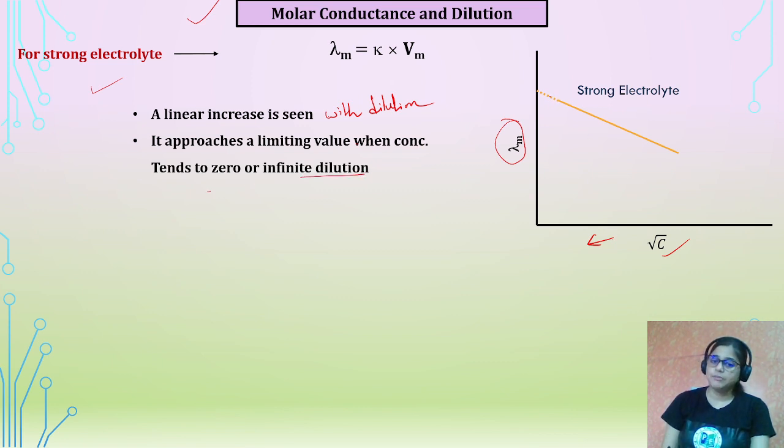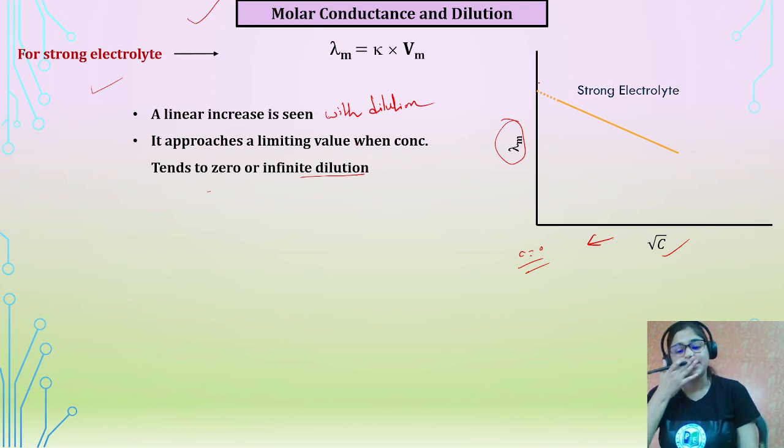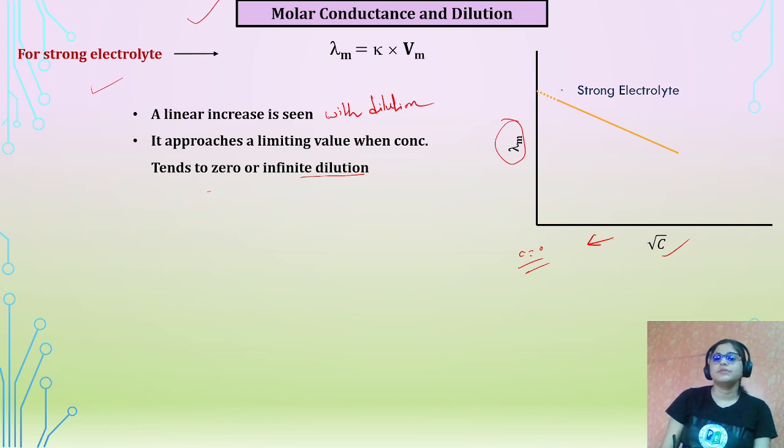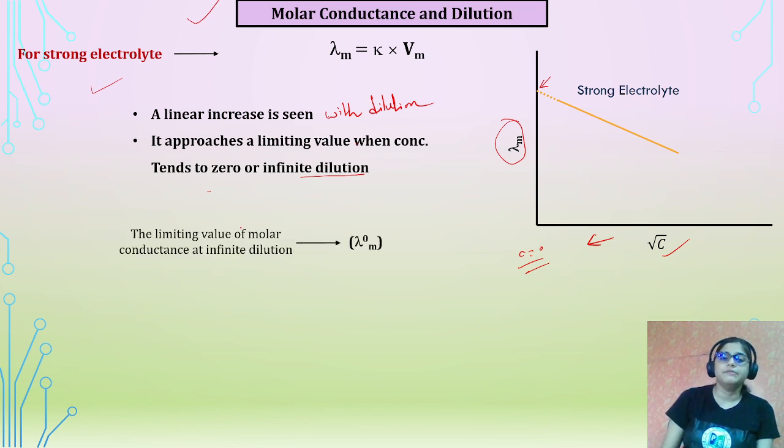You see, there will be dots, because concentration zero is difficult to attain. That's why the dotted sign is there. But when we have some data, we can extrapolate that linear graph, and we can find out that limiting delta M value when C goes to 0. So the limiting value of molar conductance at infinite dilution is called lambda M0.